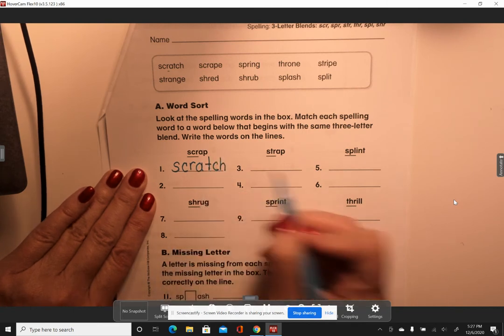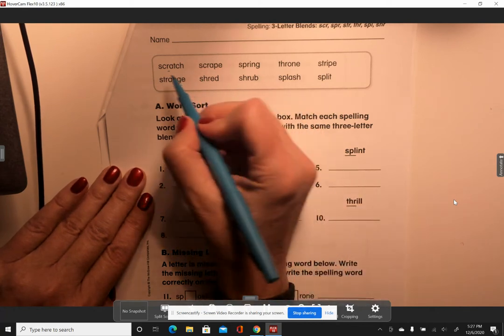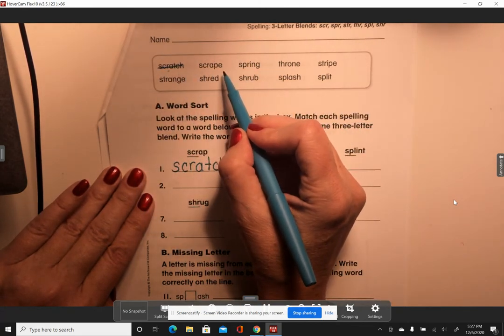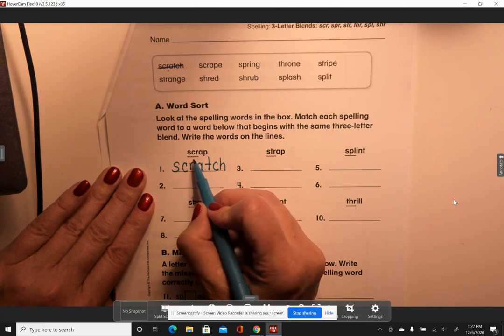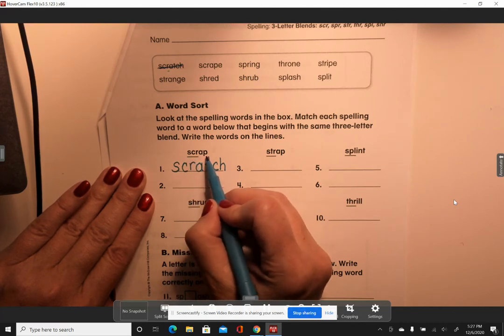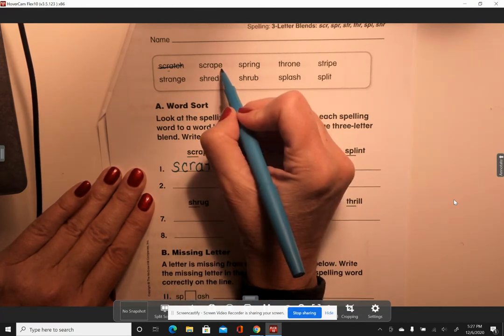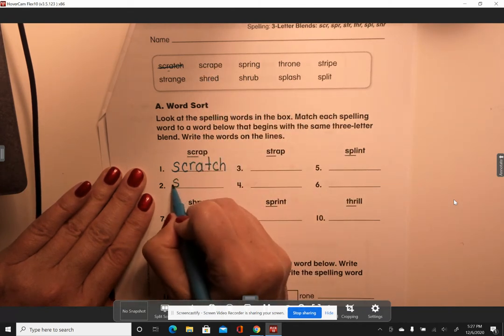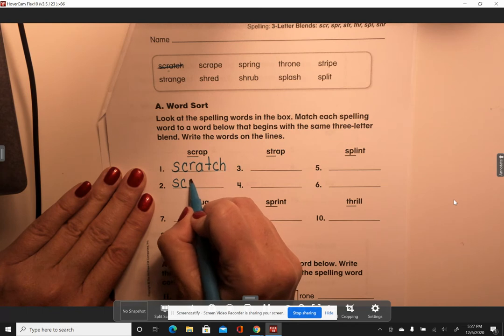SCRATCH. And you see another one? That's right, scrape. Looks a lot like this one. This says scrap, but this has the magic E, so it becomes scrape. SCRAPE.